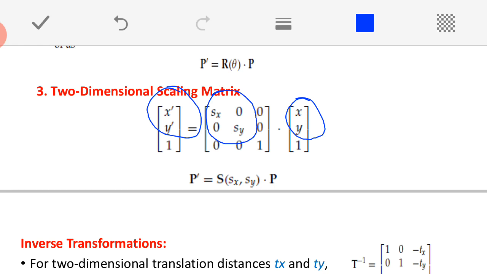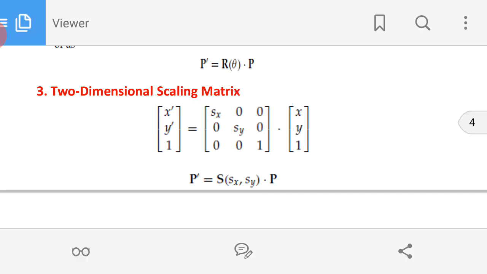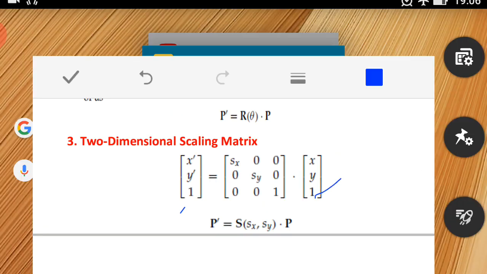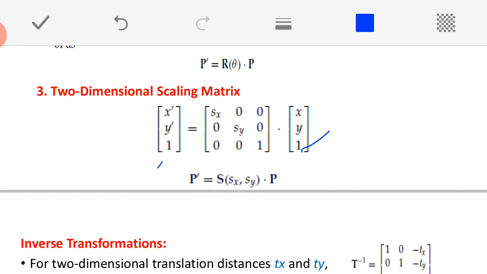Now this will be converted from 2 cross 2 to 3 cross 3, applying the homogeneous coordinate system. The other value that we have added is the h parameter. We converted 2 cross 2 to 3 cross 3 by adding an extra row and column. Here P represents the point x, y, 1, and S of Sx, Sy represents the 3 cross 3 scaling matrix, then P dash represents the scaled point. Is it clear?